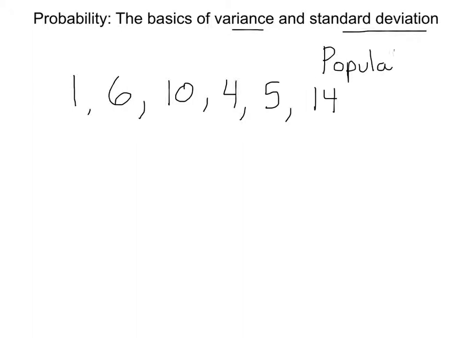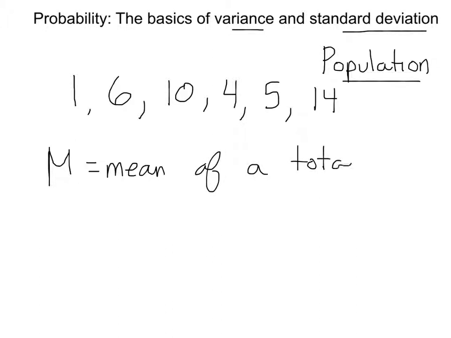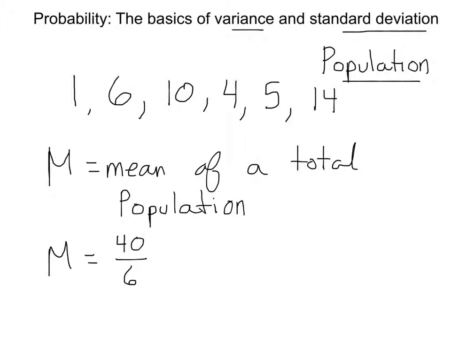Say population. Okay? And so what we're going to do is we want to know what the mean, and this is the symbol for mean. This is the symbol for mean of a total population. So if we were to calculate the mean of the population, we would just add up all the ages and divide by how many there are, right? So let's add them all up. And so my mean is the total of them, 40, divided by how many there are, 6, which equals what? 6.6 repeating. So the average age of the snakes at the zoo is 6.6 repeating, right?